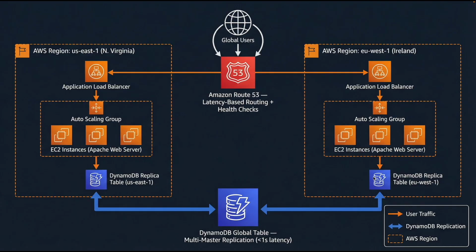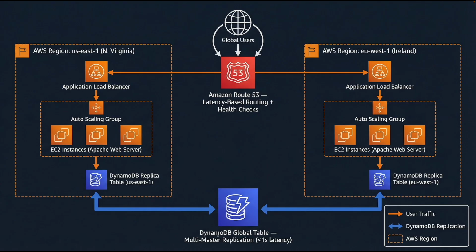So if a region goes down, if this region for example goes down, Route 53, through the health checks we're going to set up to check the application load balancers, is going to detect the unhealthy load balancer, and then it's going to route the traffic to the healthy load balancer. Any data written to this database is going to replicate via global tables to the other database, which makes it really an active setup for us.